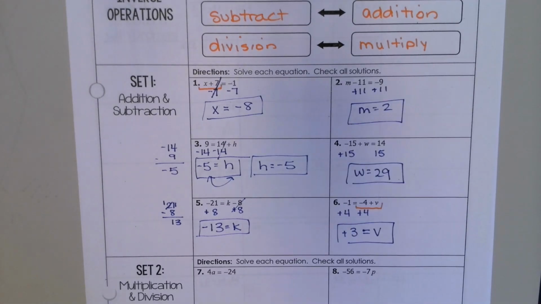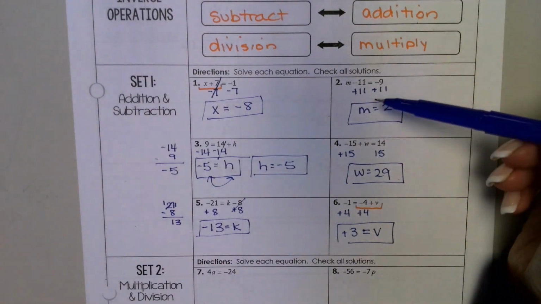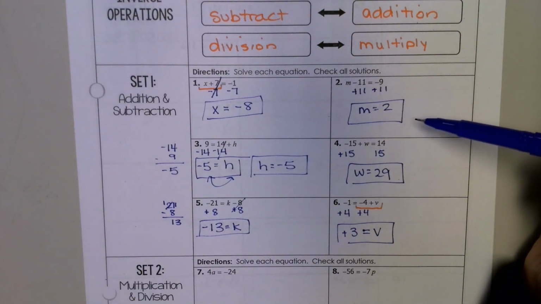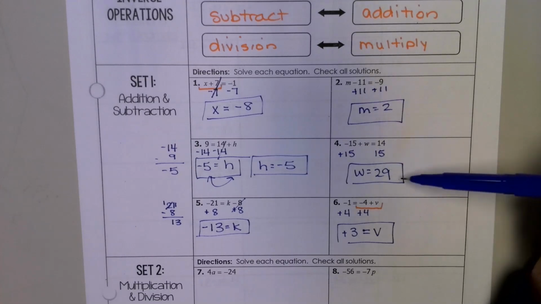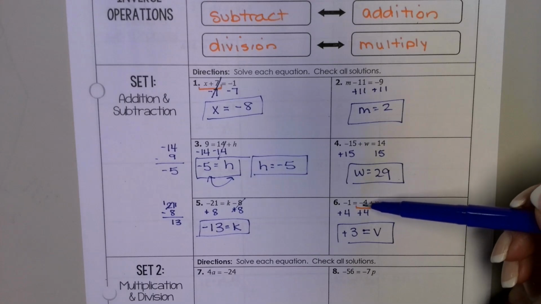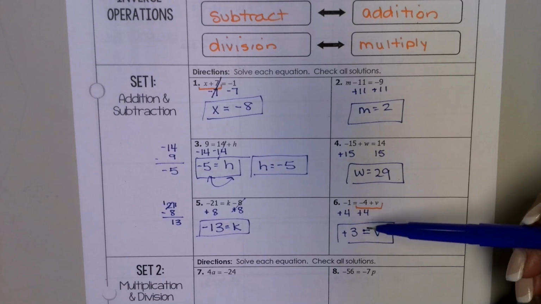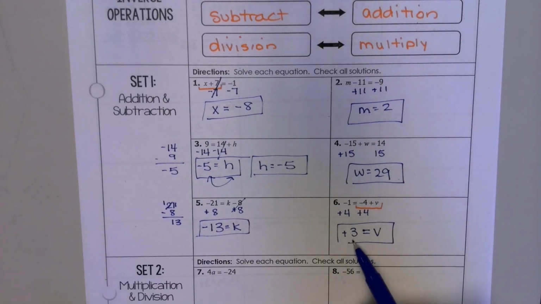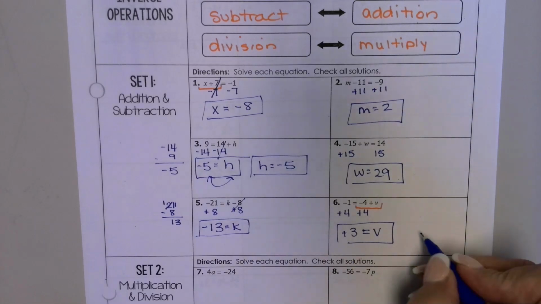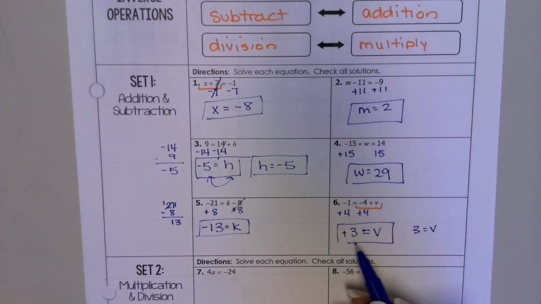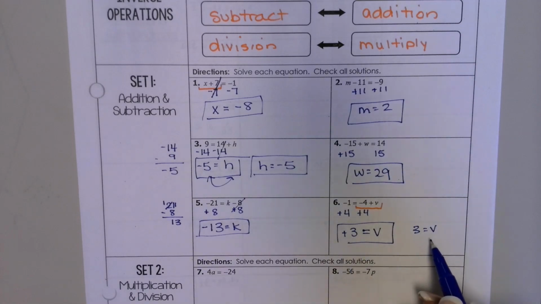All right, so here's what I ended up with. So you add 11, so you get 2. Here you add 15, so you get 29. And here you add 4 because the opposite of subtraction, so the opposite of negative 4 is a positive 4, which gives you a positive 3. I don't know why I wrote this positive 3 right here. It's not wrong, but this is just the same as 3 equals v. In my mind, I don't even know why I did that. So this wouldn't be wrong, but this is probably what you wrote down, which is fine.